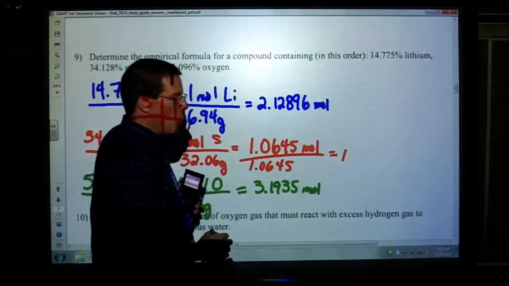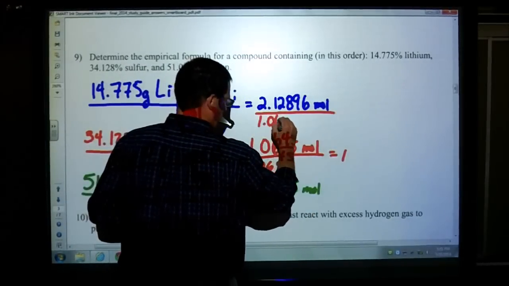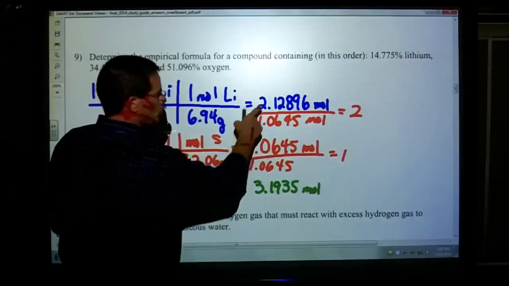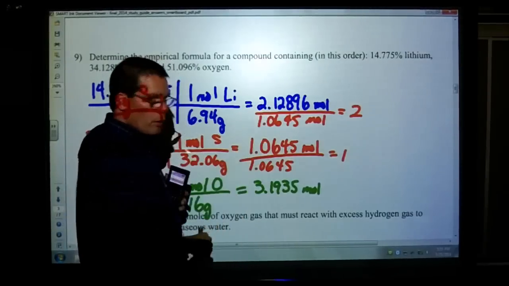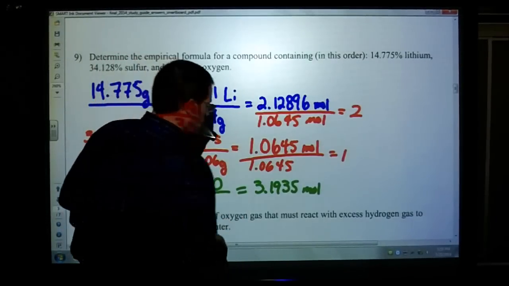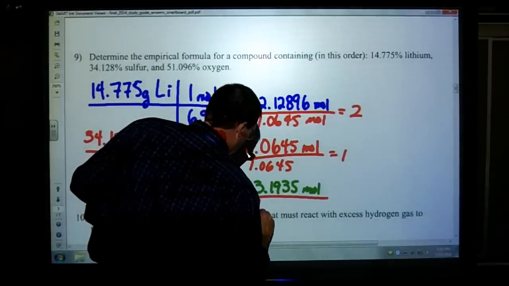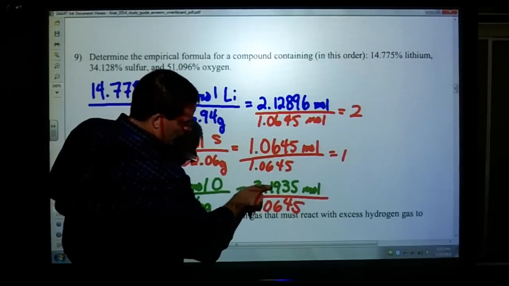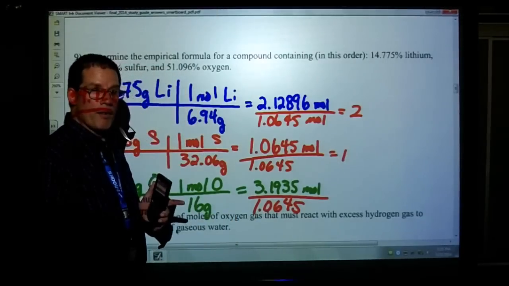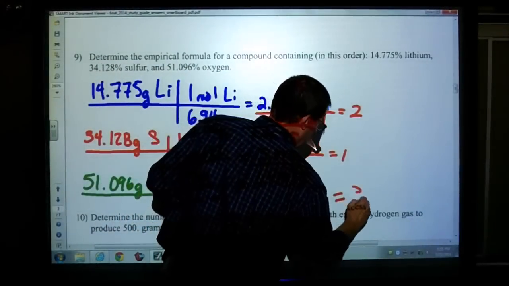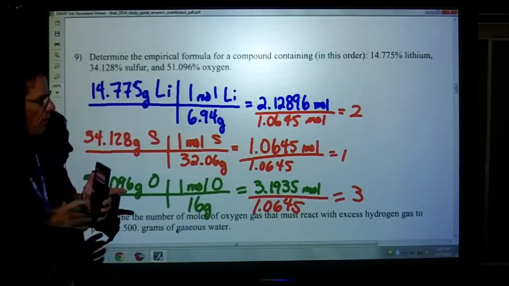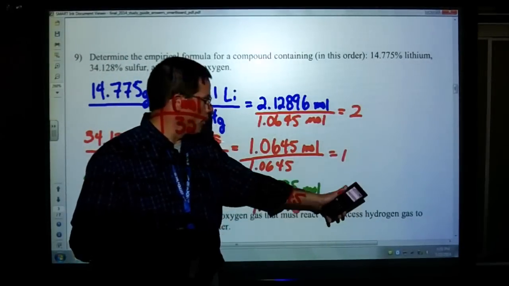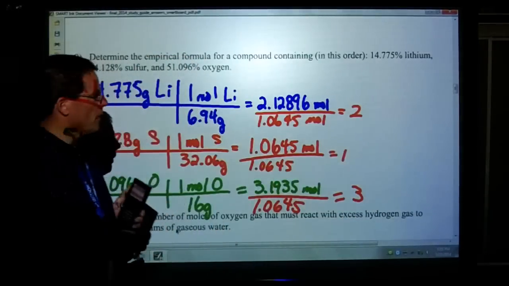I can do that in my head. That's a 1. Looking at the lithium, 2.12 divided by 1.06, that is a 2. That's very, very close. And looking over here, I know that 3 divided by 1 is 3. 3.19 divided by 1.06 is very, very close to 3. So this is a 3. If you go through and look at that, you're going to find that those ratios are very, very close. That might be a 2.99 or a 3.000 with some numbers behind it.